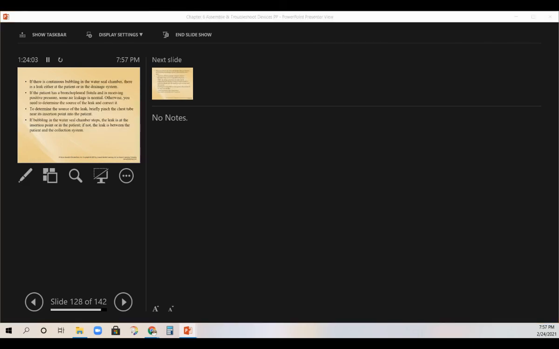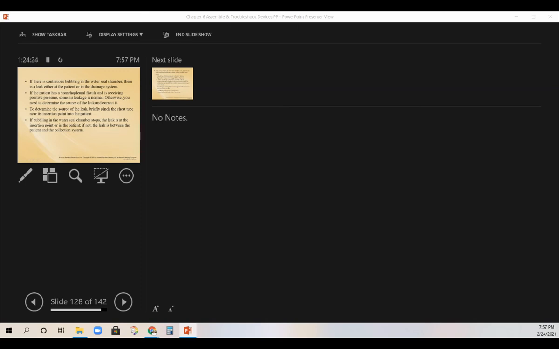If there is continuous bubbling in the water seal chamber, there is a leak either at the patient or the drainage system. I've seen this type of question. The patient has a bronchopleural fistula and is receiving positive pressure. Some air leakage is normal. Otherwise, you may need to determine the source of the leak and correct it. You need to determine the source of the leak.